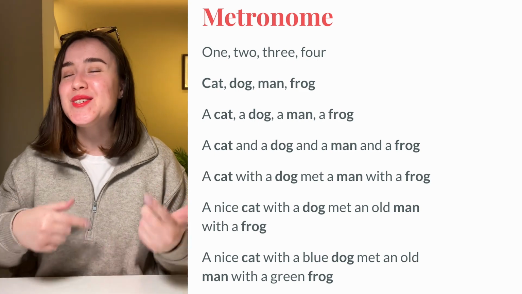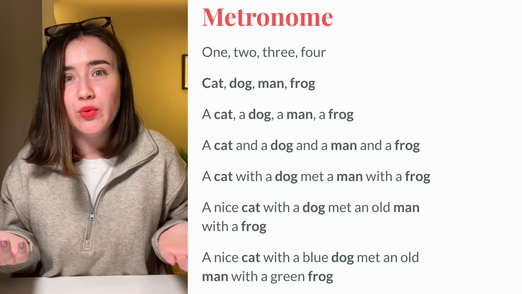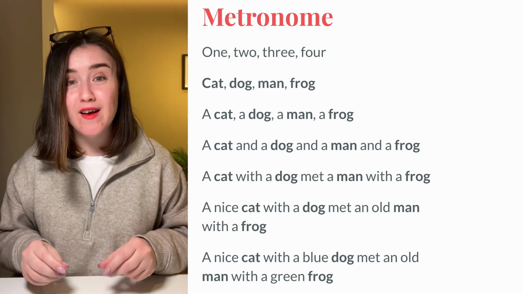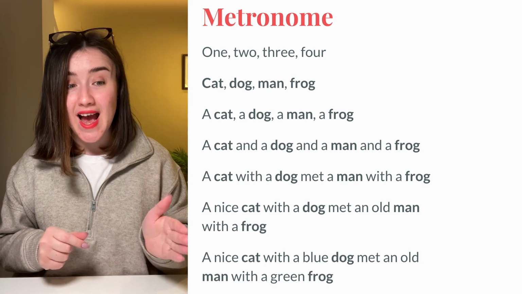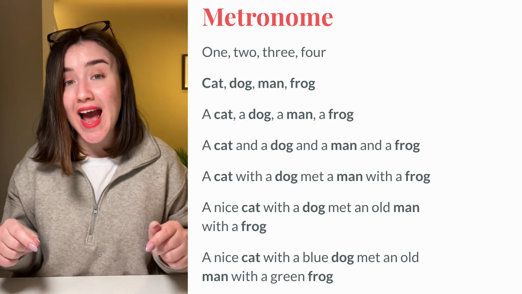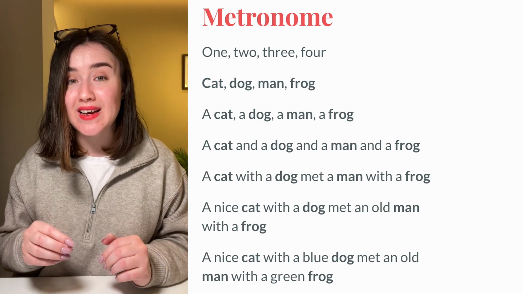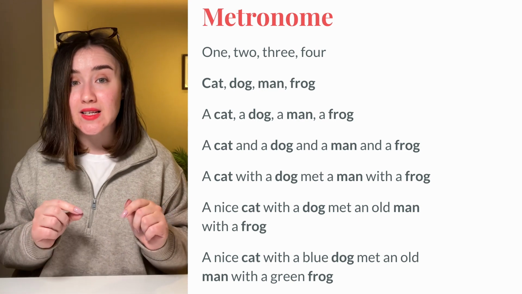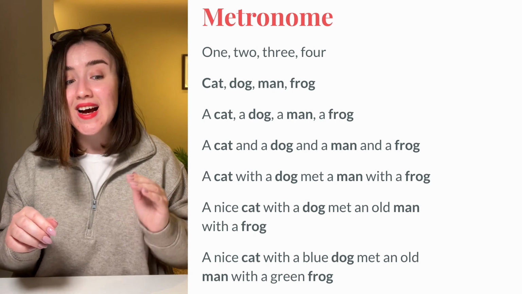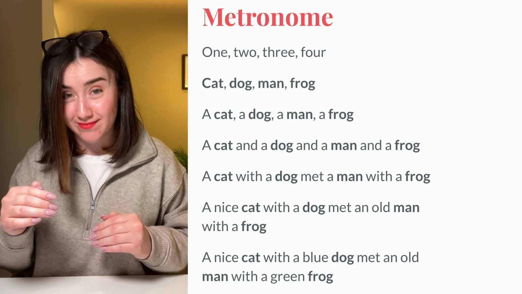Okay, so if you want to, you can go back and you can actually do this with me. Why don't we do it right now together? So 1, 2, 3, 4. You ready? Cat, dog, man, frog, a cat, right? I'm reducing a cat, a dog, a man, a frog, a cat and a dog and a man and a frog. A cat with a dog met a man with a frog.